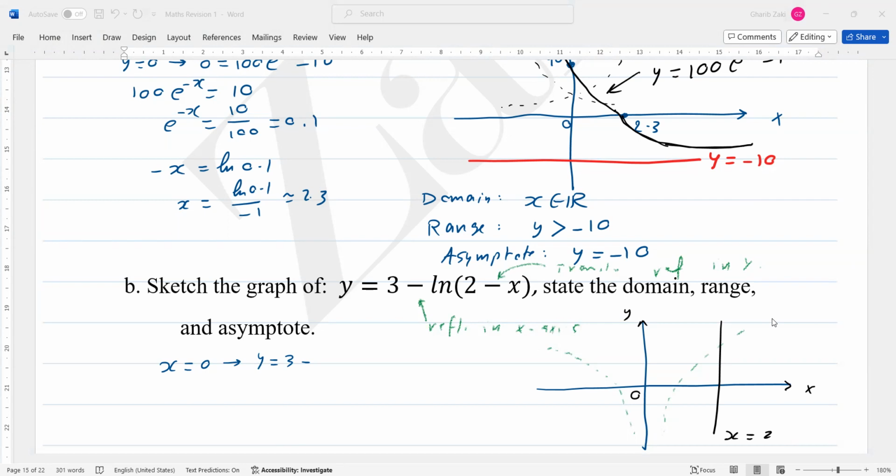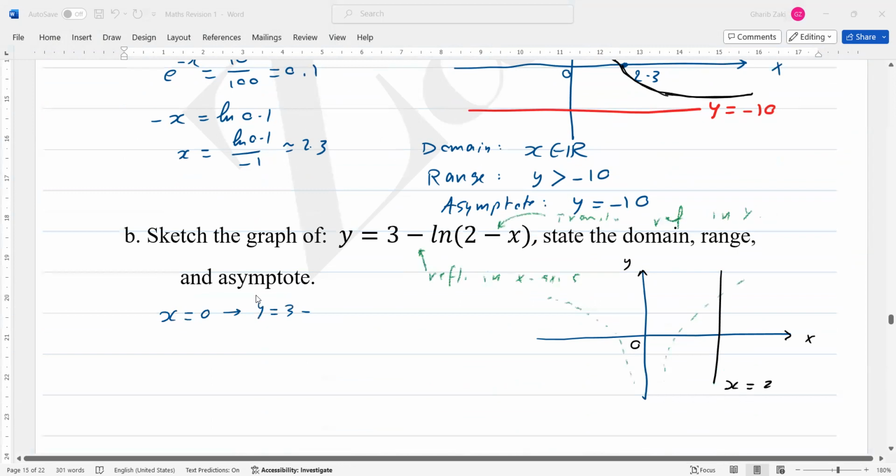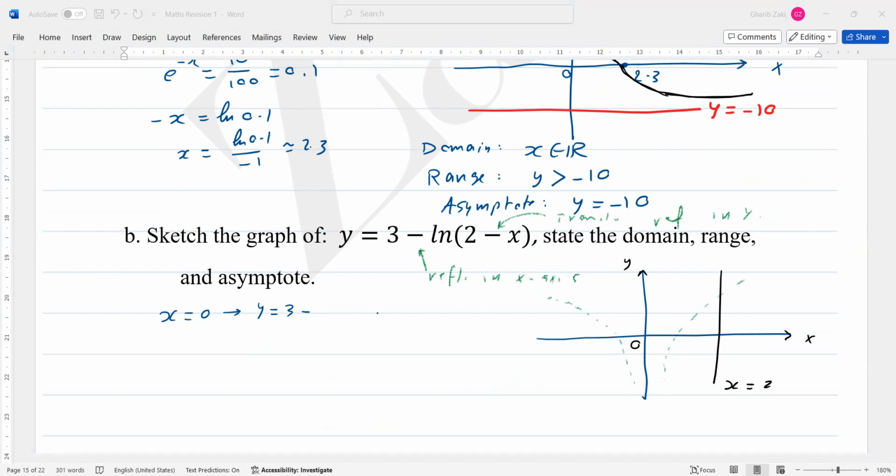Asymptote in B. Which one? Here, asymptote here. Okay. Now, when x equals 0, y equals 3 minus ln 2. We find this by using a calculator. 3 minus ln 2 equals 2.3. So the curve passes through this point, 2.3.